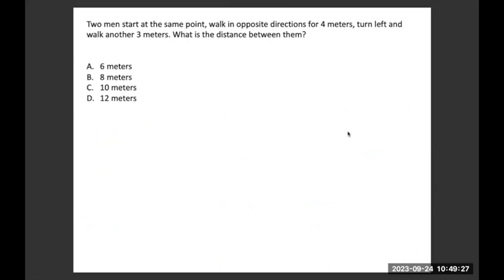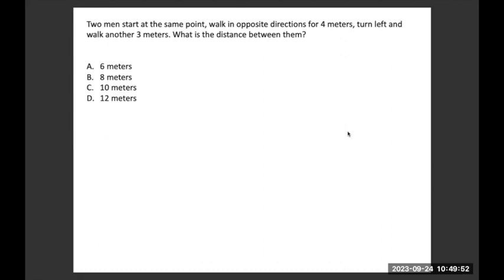This is a very simple one. Extremely simple one. I hope you'll be able to answer this. Two men start walking in opposite directions for 4 meters. They turn left and walk another 3 meters. What is the distance between the two men? Extremely simple question.